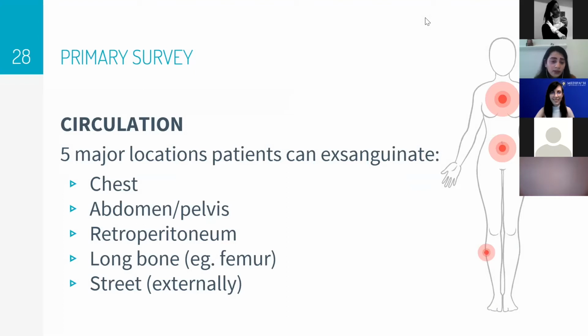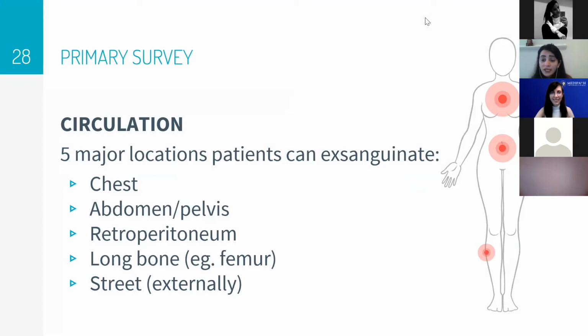The 5 major areas a patient can exsanguinate are the chest, the abdomen, pelvis, the retroperitoneum, long bone, and on the street, meaning they bled before they even got to your ER, and then EMS controlled the bleeding, but now they're still hypotensive from it.